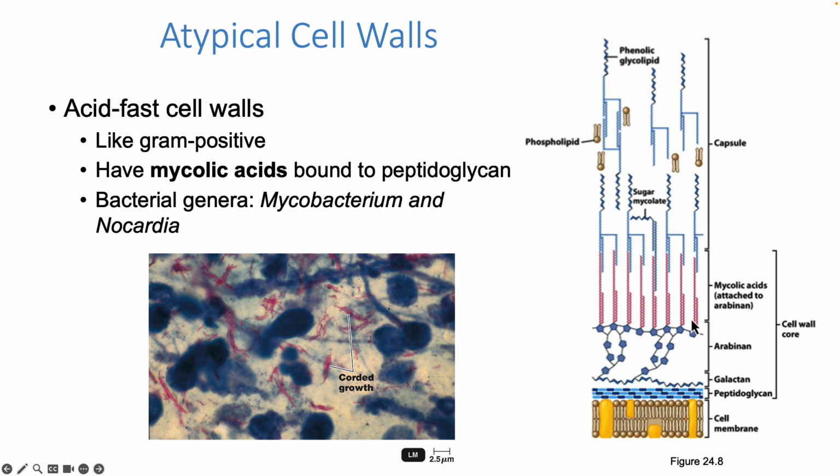This makes it difficult to stain them using the classic gram stain because the stains don't penetrate. But when you use the special stain, the carbolfuchsin, and you're doing an acid-fast stain, that type of preparation allows the dye to penetrate and stain the cells.